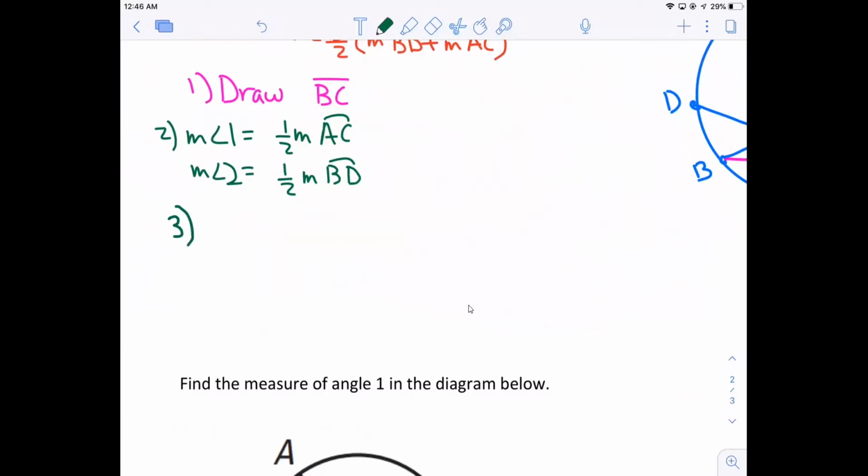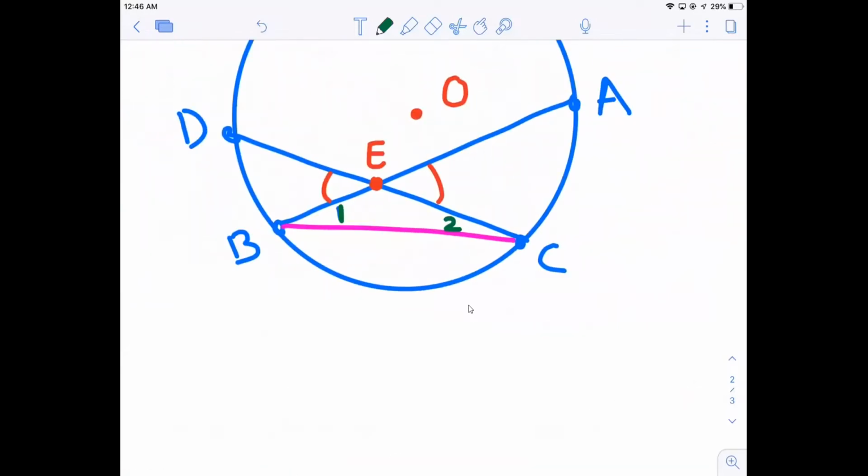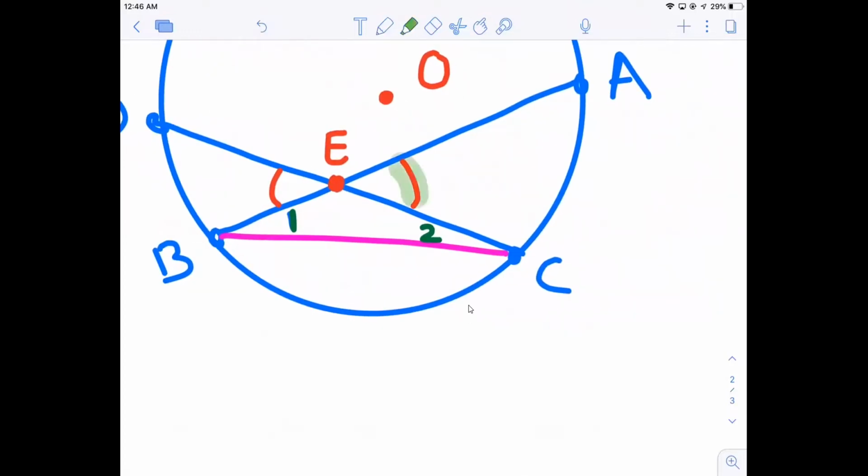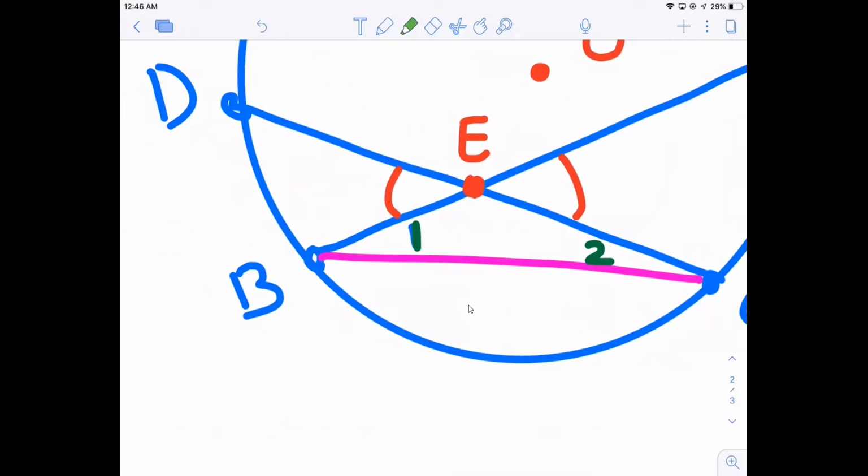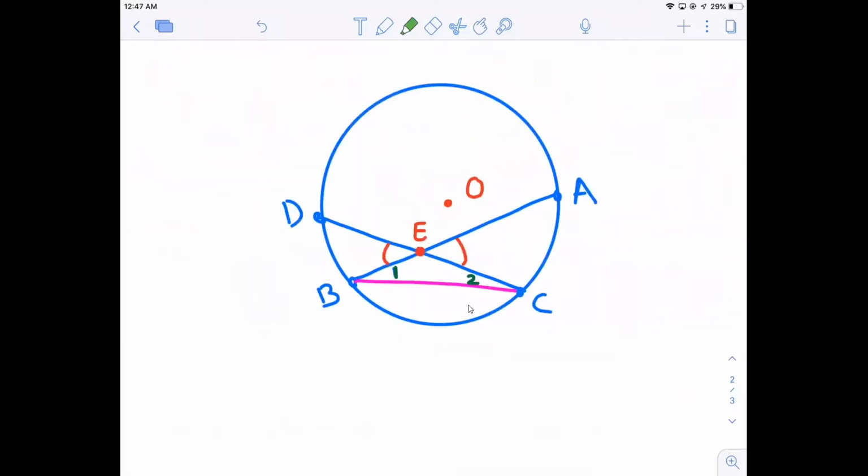Step 3, here's where it gets interesting. What is the measure of angle AEC equal to? Well, isn't that going to be equal to the measure of angle 1 plus the measure of angle 2? Right, because this is an external angle, right? And the external angle in a triangle is equal to the sum of the two remote interior angles, or non-adjacent interior angles. And I can use the same reasoning for this angle. The measure of angle DEB is also going to equal the measure of angle 1 plus the measure of angle 2 for the same reason.